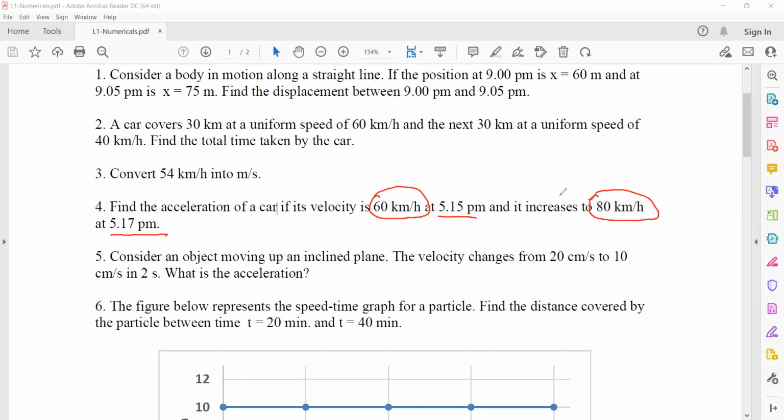So how can we do the calculation? Acceleration is simply change in velocity divided by time. Okay, so change in velocity here is 80 minus 60. How much velocity change has been there? 20 kilometer per hour, divided by 2 minutes. Okay, 20 kilometer per hour by 2 minutes. Let me show you this calculation on the whiteboard.